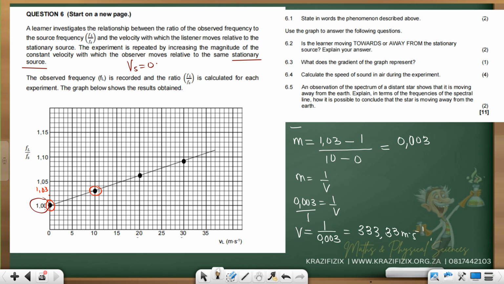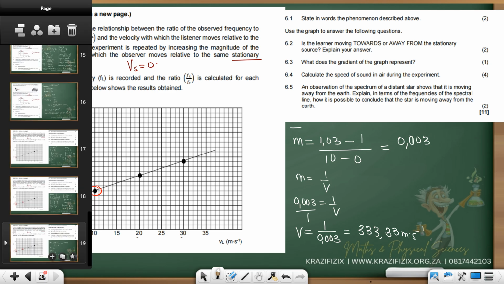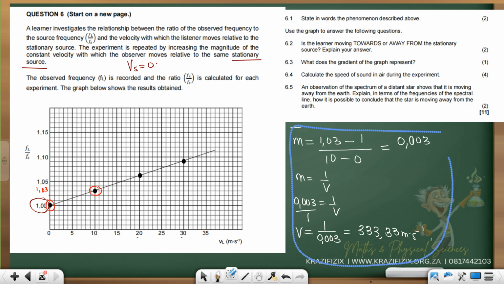So guys, that's how that question would come out in the graph. And the last one: an observation of the spectrum of a distant star shows that it is moving away. Explain in terms of frequency of spectral lines how it is possible. What are they asking for? Redshift. They are simply asking for redshift. I will answer this one and we will be good.